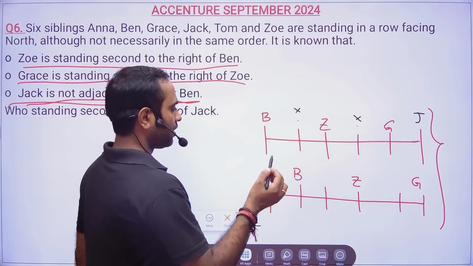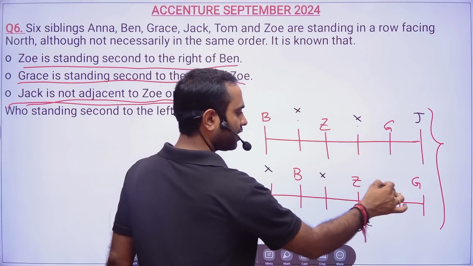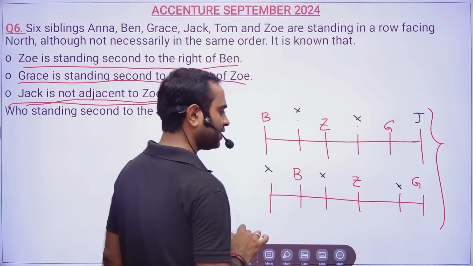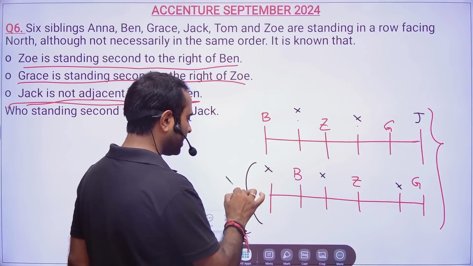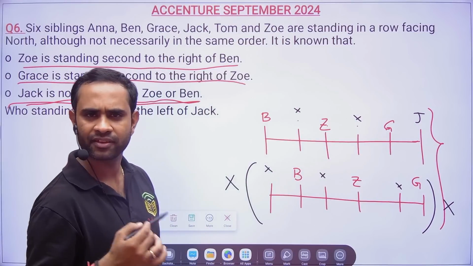Now, here, Jack cannot sit near to Ben. And Jack cannot sit near to Joy. So the possibility which we have assumed here becomes wrong because we are not able to place Jack.